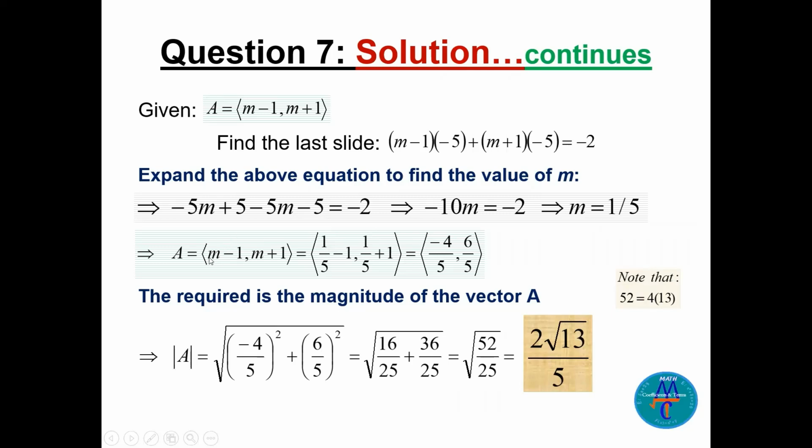Now let's find the components of the vector A. So m minus 1, 1 over 5 minus 1. m plus 1, 1 over 5 plus 1. So it will become minus 4 over 5, 6 over 5. We need the magnitude of the vector A. So it will be the square root of the first component squared plus the second component squared. You will get the number 2 square root of 13 divided by 5. This is the magnitude of A.